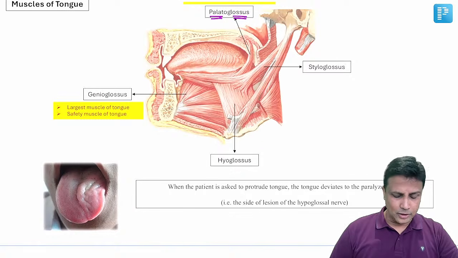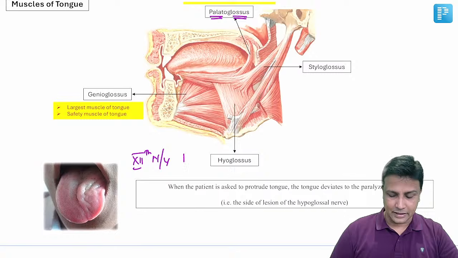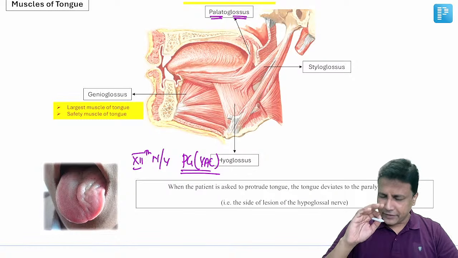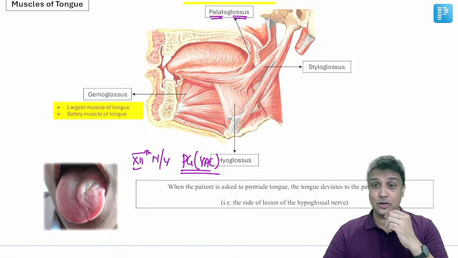So nerve supply to all the muscles of the tongue will be by the 12th nerve, except what? Except the palatoglossus, and that is supplied by the vago-accessory complex. Every medical student knows this one, right from first year onwards.